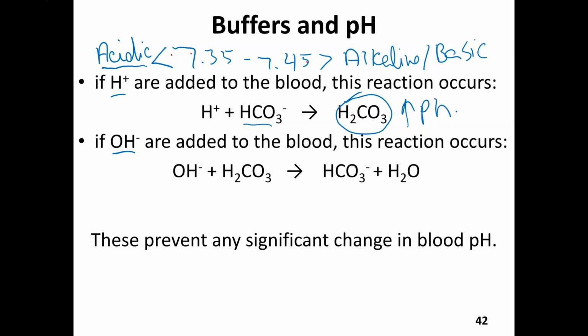But if a base is added to our blood, that makes our blood more alkaline or basic. So what happens is that base binds with carbonic acid, forming bicarbonate ions and water. Bicarbonate ions are less alkaline, and so that will lower our pH back to where we want it to be. And so these help us to prevent any significant changes within our pH.